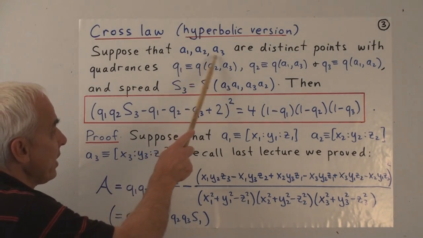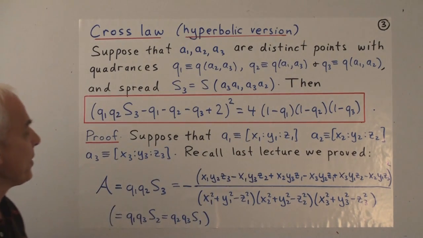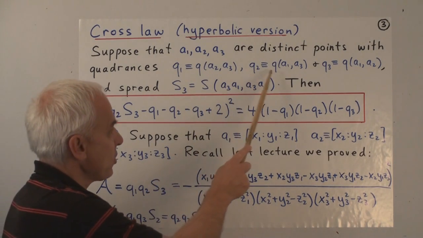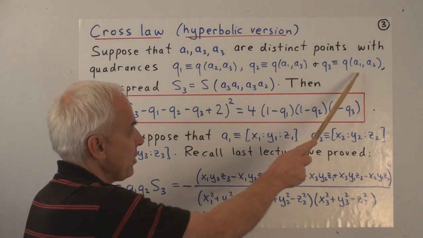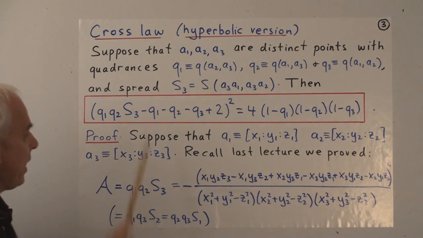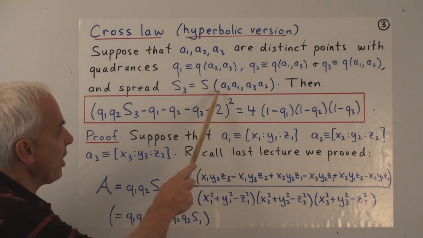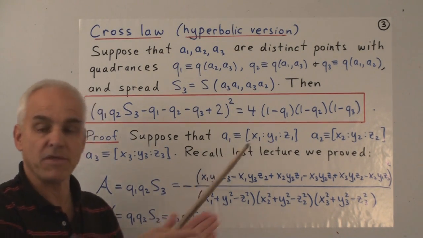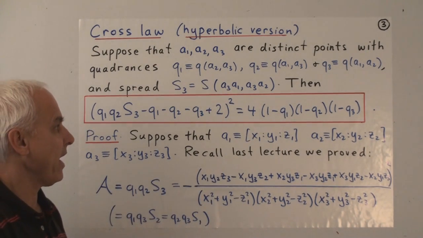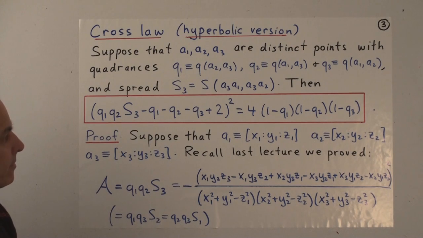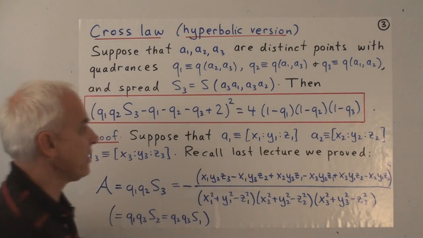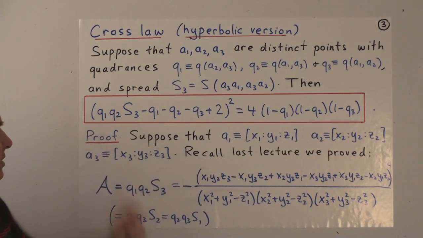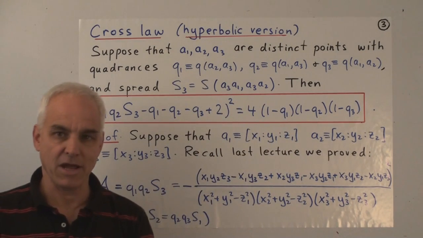Suppose that A1, A2, and A3 are distinct points with quadrances Q1, the quadrance between A2 and A3, Q2, the quadrance between A1 and A3, and Q3, the quadrance between A1 and A2. And the spread S3 is the spread between A3A1 and A3A2. In other words, the spread made by the two lines passing through A3. Then this relation is satisfied between the three quadrances Q1, Q2, and Q3 and S3. And it's the same formula that I've been writing down already several times.